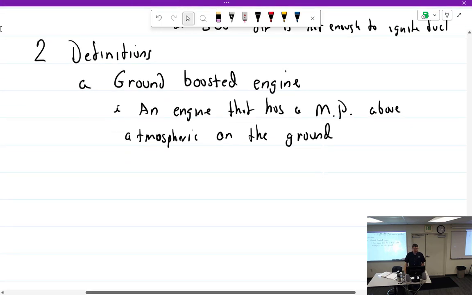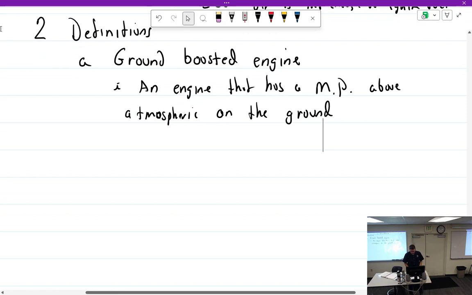Okay, so density comes up and it gets you. So a ground boosted engine is one that has a turbocharger or supercharger that's actually going to give it more air than it would normally have received on the ground.